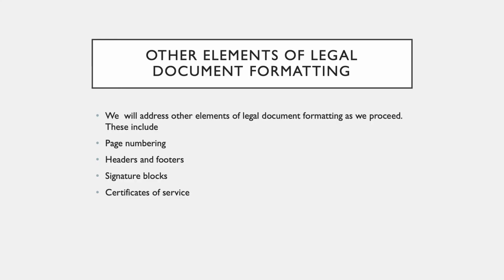Lastly, there are a bunch of other elements to legal document formatting, and we'll address those as we go. Those include page numbering, as well as paragraph numbering or line numbering, depending on the document. Headers and footers that may be required in some courts or are simply useful otherwise, even if they're not required. Signature blocks, and when we get to motions and other filings, there'll also be certificates of service.